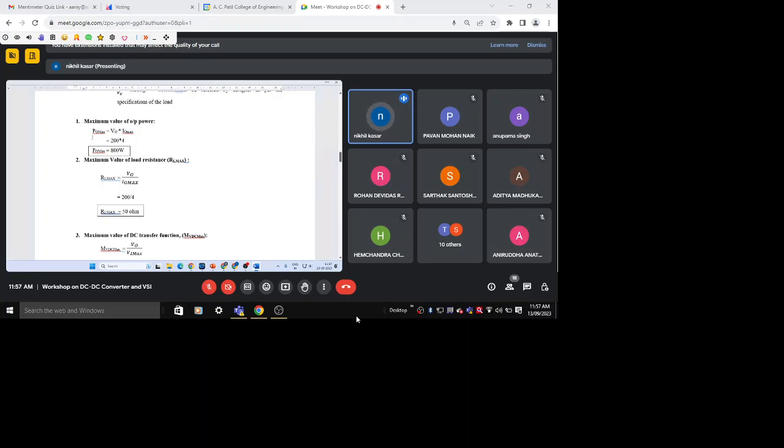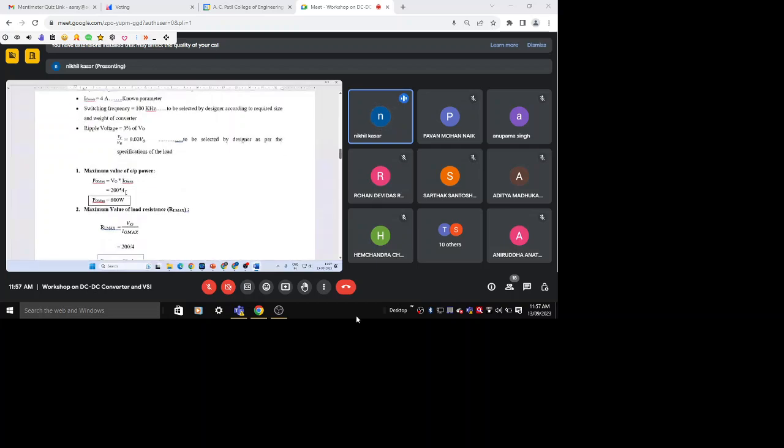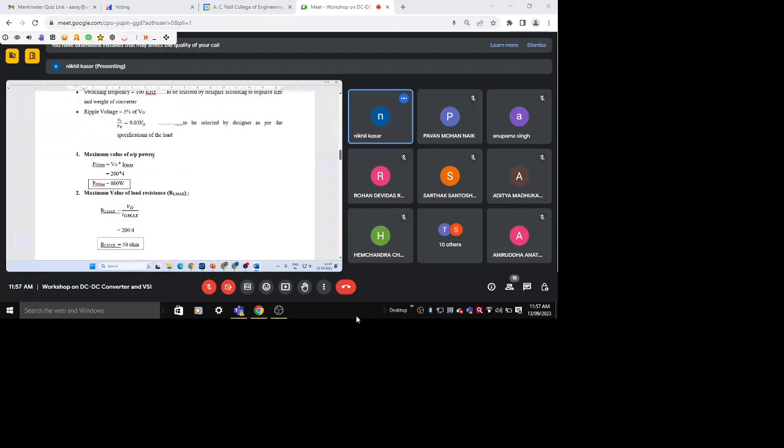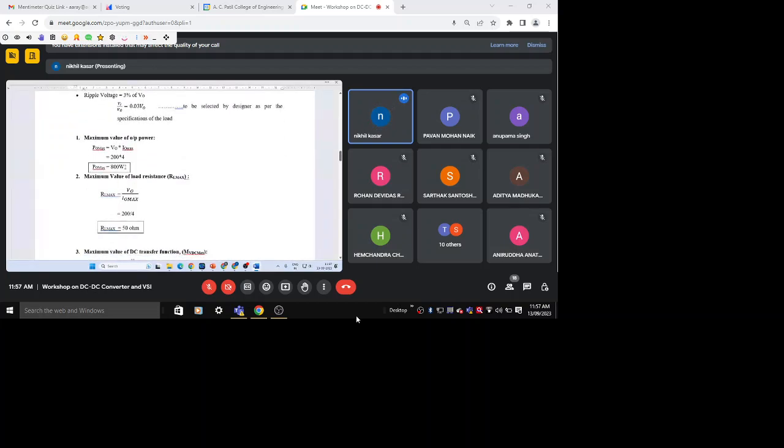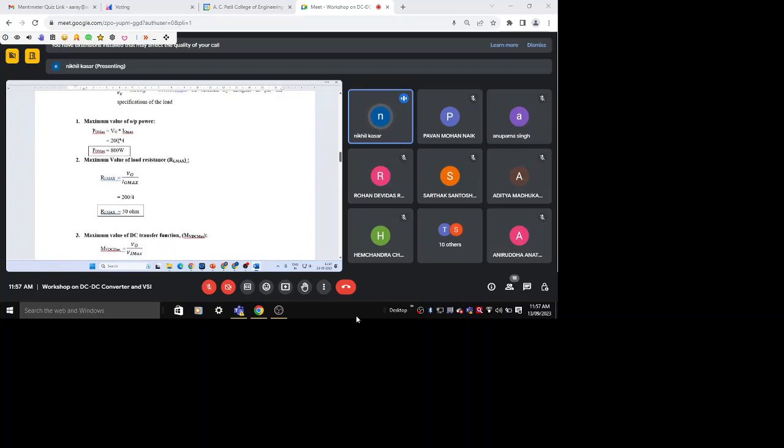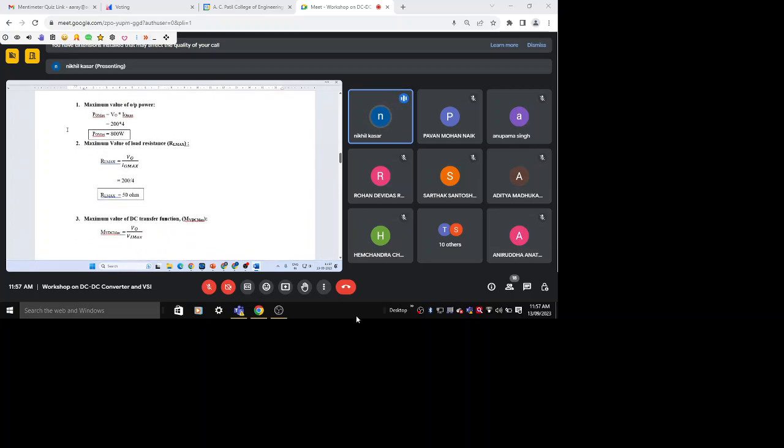Output power is the product of voltage and current. So VO is 200 and IO max is 4. So what is the maximum value of output power? It is 800 watt. So the first calculation is very easy: maximum value of output power, product of output voltage and output current. I hope it is clear. The second step is the load resistance.